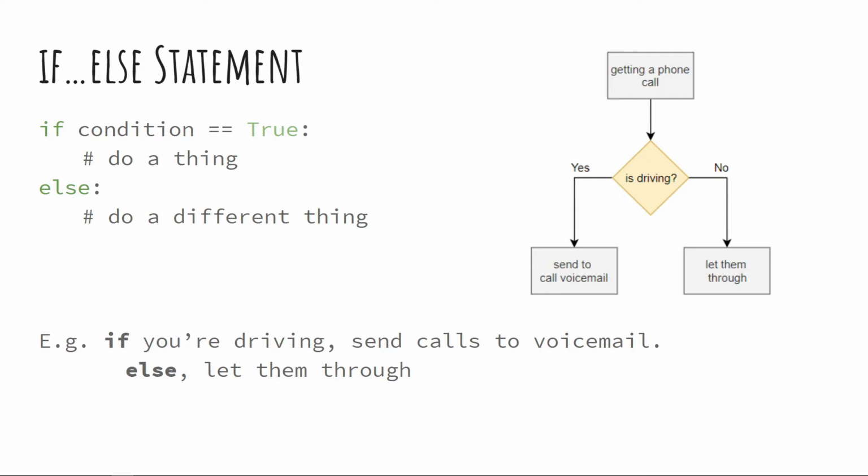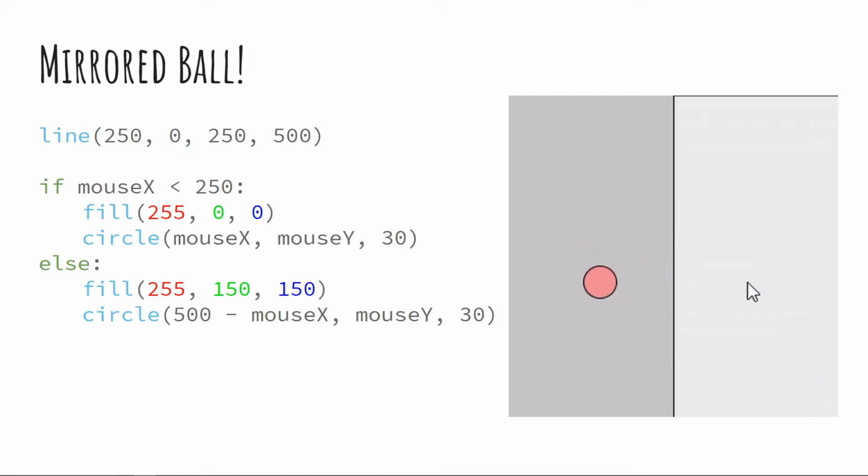Now we could do this with two if statements. So we could say if is driving equals true, then we send to voicemail. And then after that, we can say if is driving equals false, let it through. But the else statement lets us bypass that by checking to see if it's true, do this, otherwise do this. Here we have an exercise demonstrating the behavior of if-else.